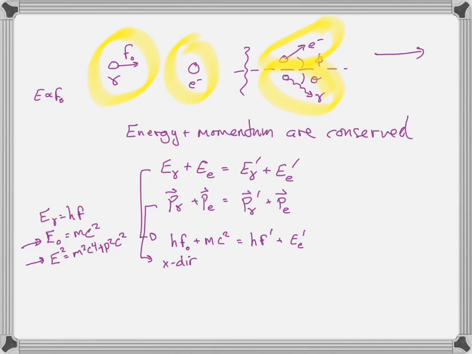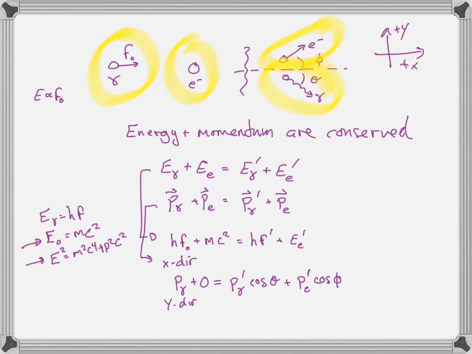The x direction, we'll call that plus x, and the y direction plus y. So in the x direction, we've got the momentum of the photon, and the electron has no momentum. The momentum of the photon plus 0 is equal to, afterwards, in the x direction, the momentum of the photon after the collision times the cosine of theta plus the momentum of the electron after the collision times the cosine of phi. So that's momentum conservation in the x direction.